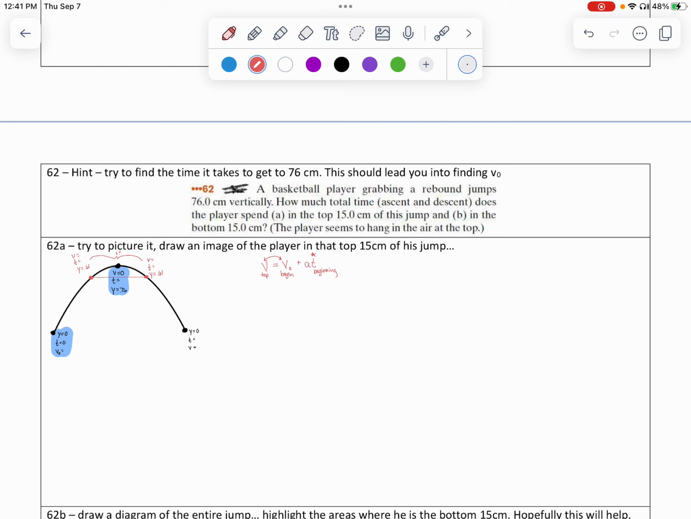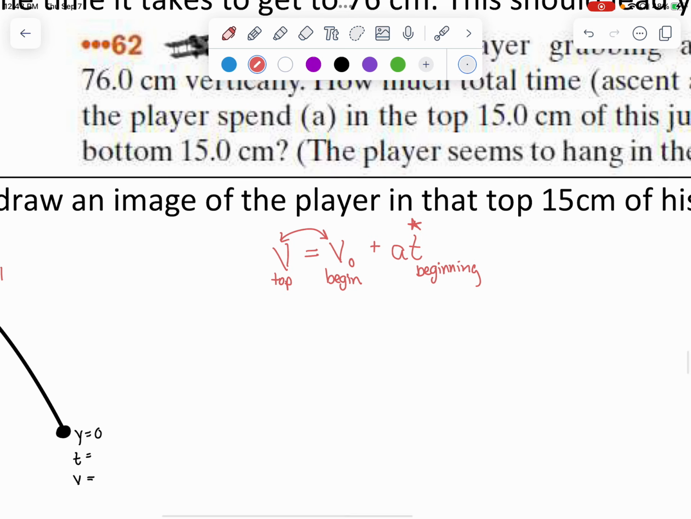All right, so my velocity, and I know my acceleration. Does it say anything about the time for him to get to the top? It does not. So I wonder if I could find that time. A couple things we could do, just thinking it through. Okay, I have too many unknowns for this, so I'm just going to hold off on this.